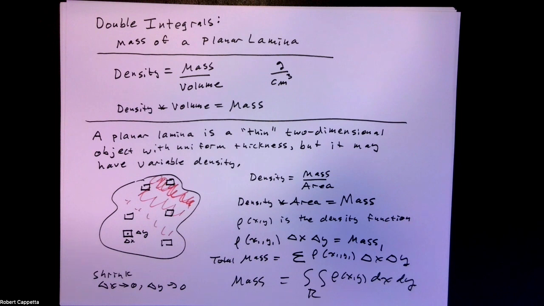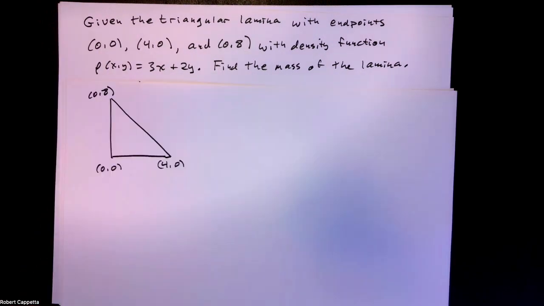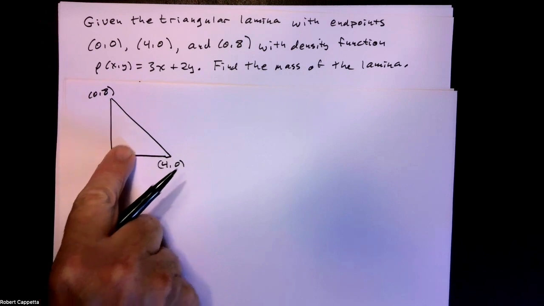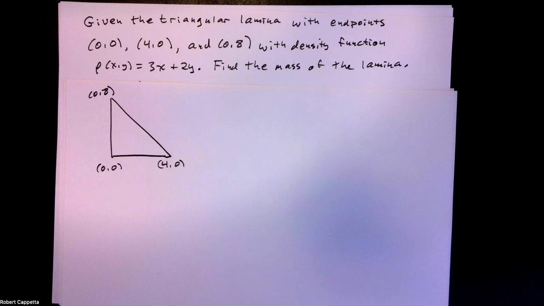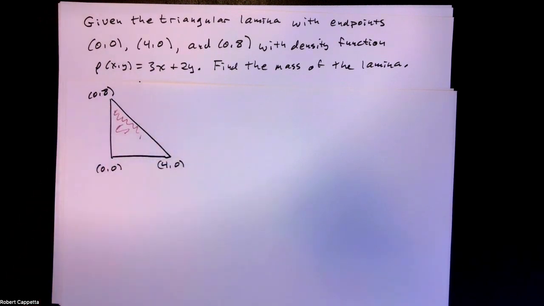So let's do a problem. Given the triangular lamina with endpoints (0, 0), (4, 0), and (0, 8), with density function rho of x, y equals 3x plus 2y, let's find the mass of that lamina. There's our graph. (0, 0) is here. That's the least dense point. But as we move out and up, it gets more and more dense. So we kind of envision it getting heavier as we head up in that direction.